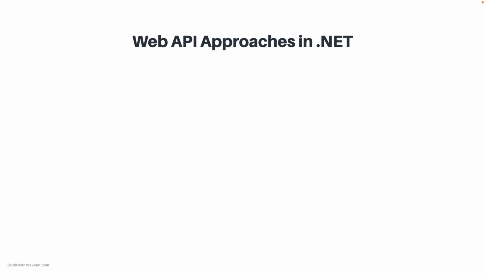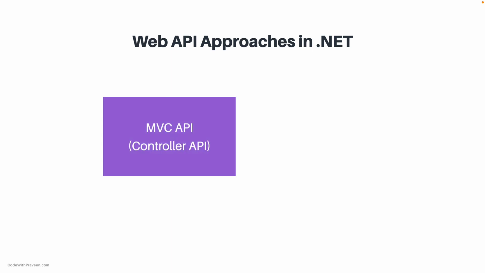When it comes to the different types of web API approaches in .NET, there are broadly two types. The first type is known as MVC APIs, which has been the default mechanism whenever you want to implement web APIs in .NET. These are also called controller APIs. The reason is that these types of projects use the typical model view controller architecture, wherein all the API is going to be implemented in the controller classes.